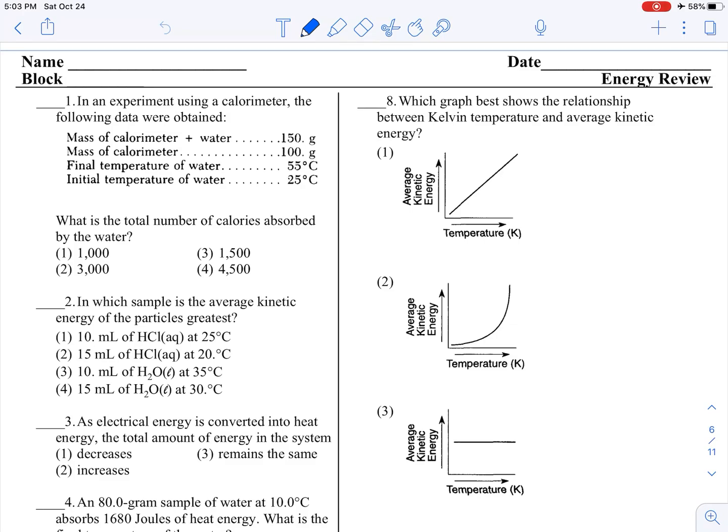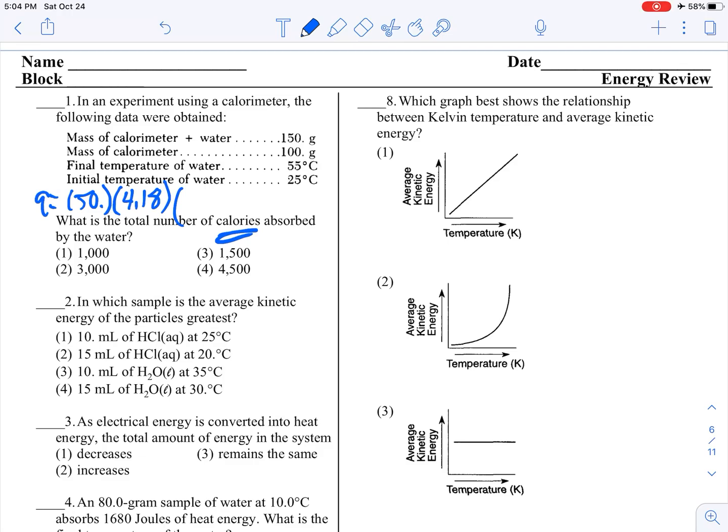In an experiment using a calorimeter, the following data were obtained. What is the total number of calories absorbed by the water? Notice it asks for calories instead of joules, so we're going to have to do some conversions later. So Q equals mc delta T. The calorimeter plus water is 150. Calorimeter is 100. So the mass of the water is 50. Specific heat of water, remember, that's on reference table B, so 4.18. T final minus T initial.